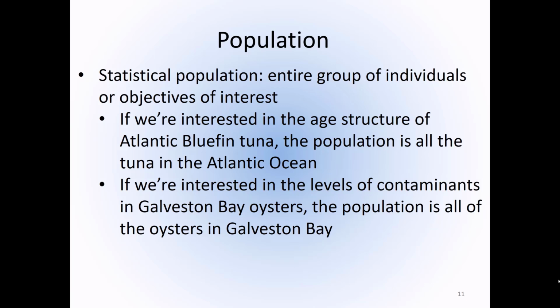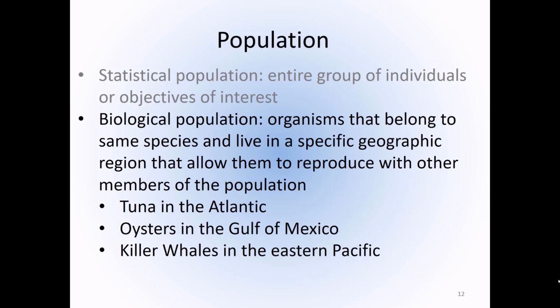Now, a statistical population is slightly different than a biological population because a biological population has a more strict definition in which these are organisms of the same species, they're found in the same geographic location, and they're also able to reproduce with one another once they have reached maturity. And so we can think of a variety of different examples for biological populations.